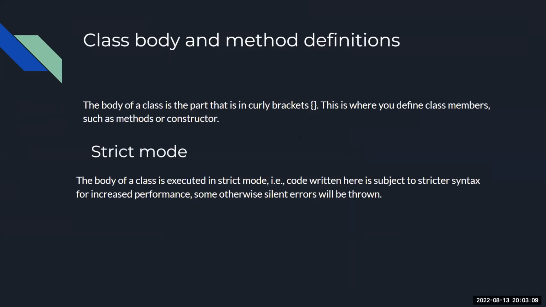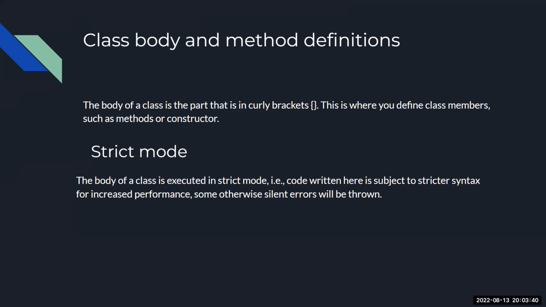Class body and method definitions. So this one is an interesting one because there's a lot that can go into it, but for the sake of this class, I don't want it to be too long or boring. I'm consolidating it and making it a whole lot smaller. So the body of a class is the part that is in curly brackets. This is where you define class members, such as methods or the constructor.